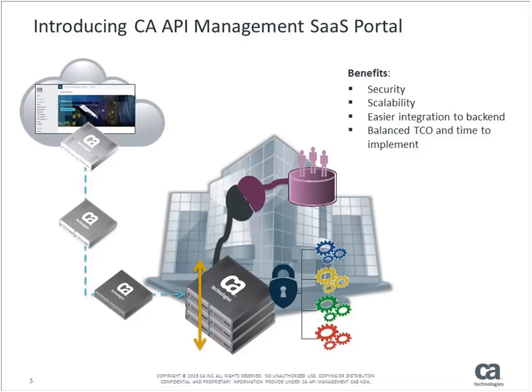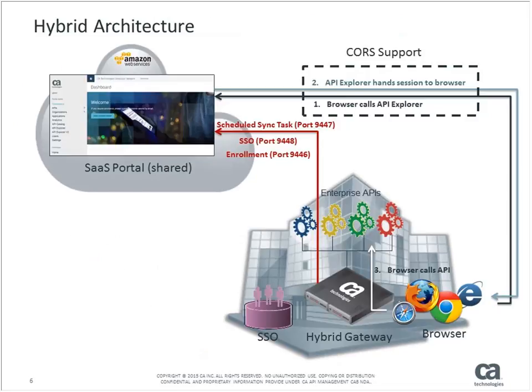Number one thing with a hybrid gateway that we wanted to make sure was that we weren't forcing you to punch holes in your firewall to make that communication between the SaaS portal and the hybrid gateway work. So what we've done in this model is have the hybrid gateway reach out to the SaaS portal and ask what's new. If you created some new plans or created some new APIs, those can all be pulled down to the gateway. That means you only need to open outbound ports from your enterprise to the cloud. In this case, ports 9447, 9446, 9448, in order to get done the tasks that need to get done.